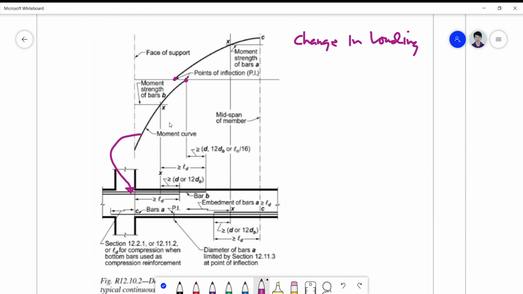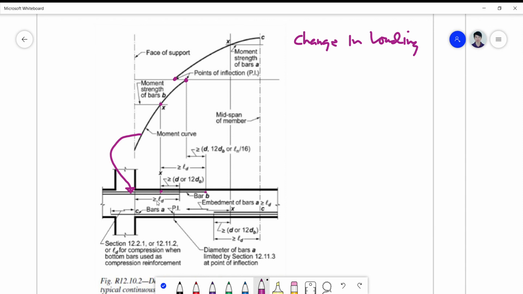Okay, so it can move up to a value of d or 12 db when you cut it. You cannot cut it theoretically here at the point where the moment is there at Mx. You must cut it at the point wherein you have to extend it at least d or 12 db for the terminated reinforcement. And you have to check also the length of development for the succeeding cutoff point. So this is the succeeding cutoff point.